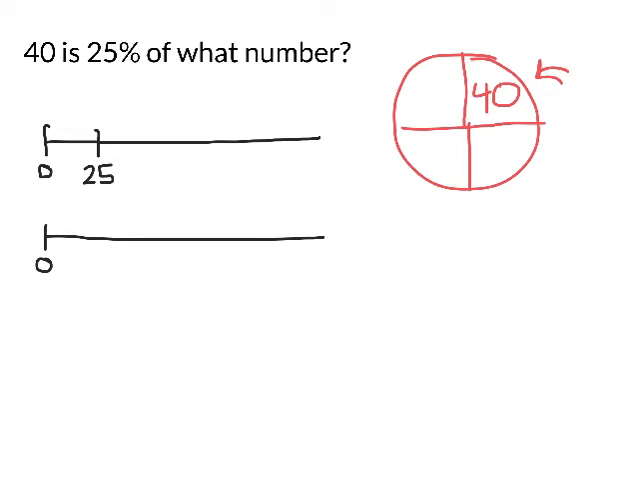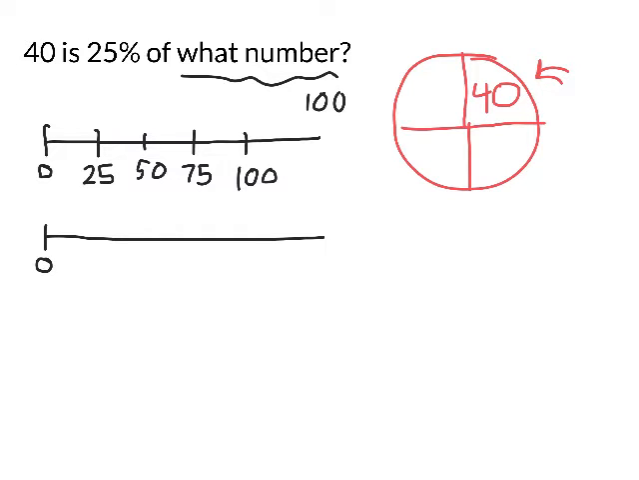My first number line is going to go up by 25s. And notice that I'm spacing them evenly. I'm putting 2 spaces in between each one. And I'll go up to 100. That's like my target, because it says of what number. So that's like when it's 100%, what's it going to be?